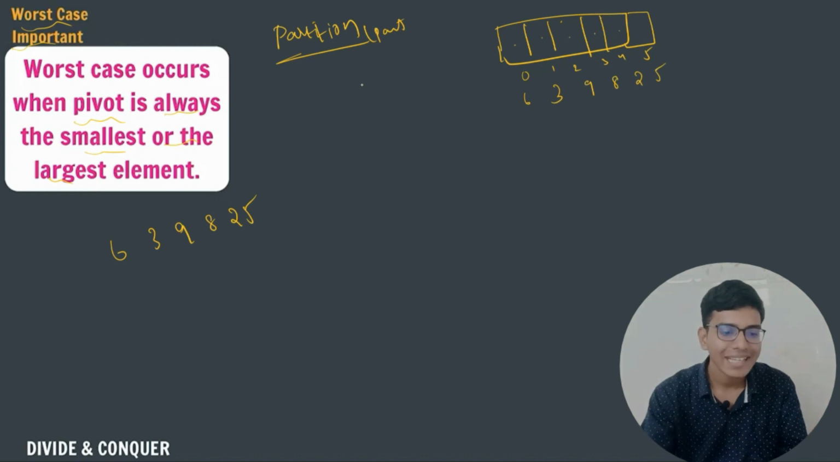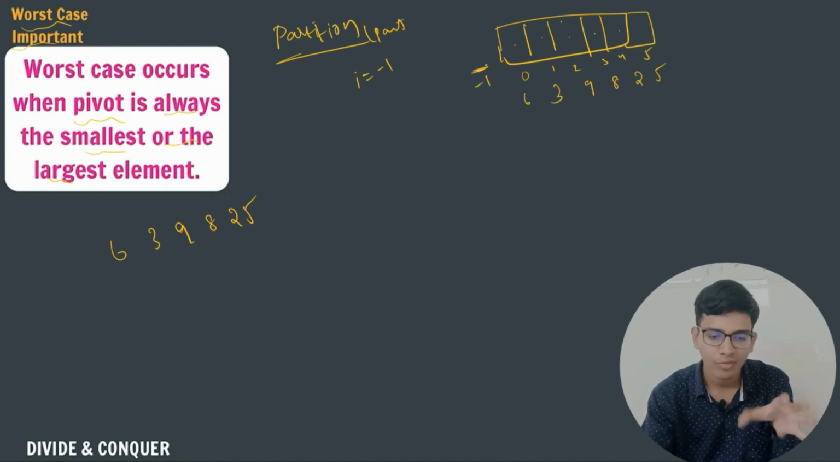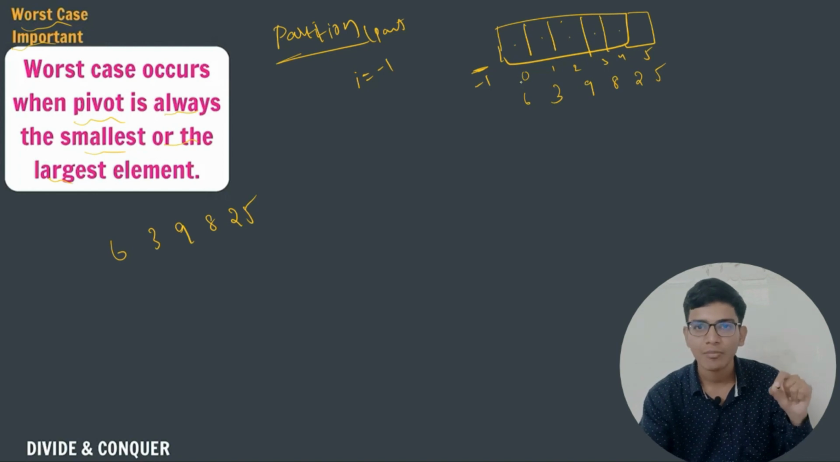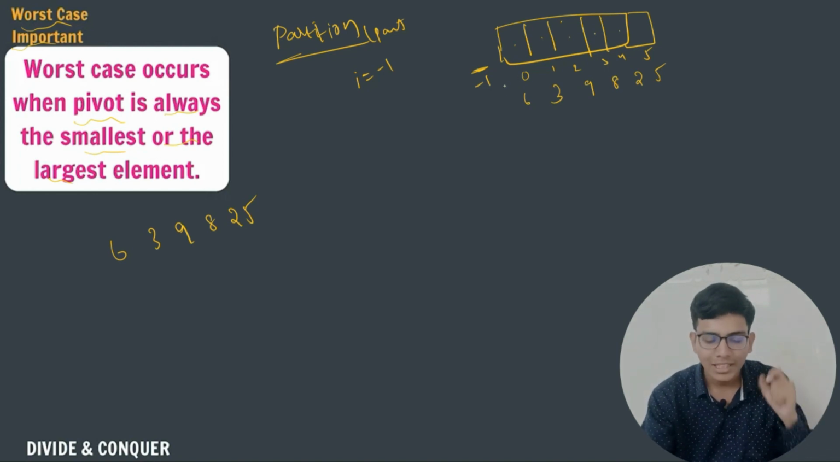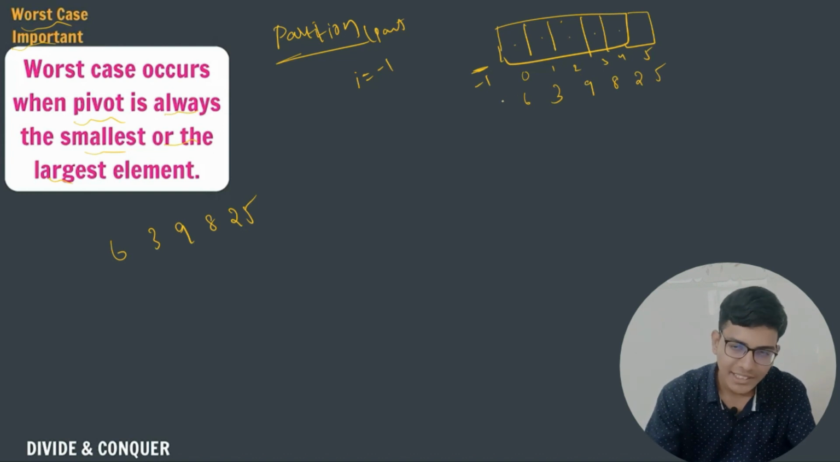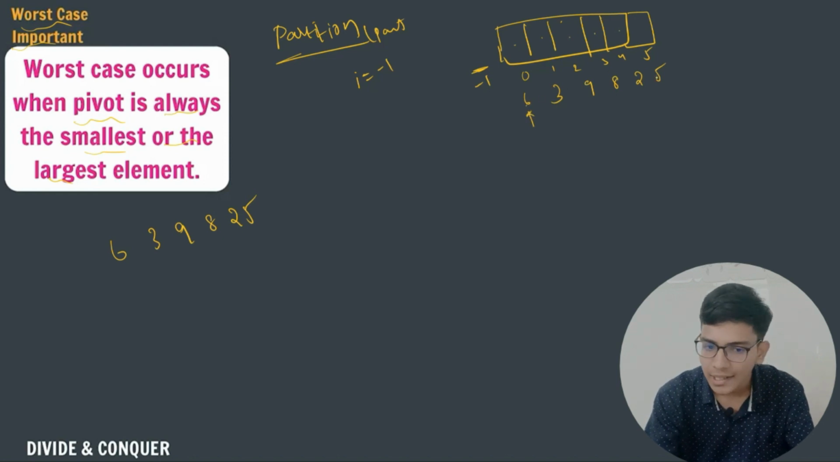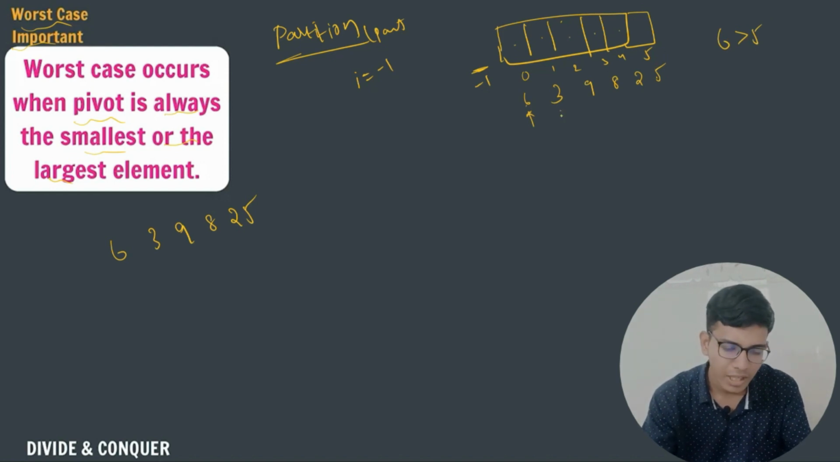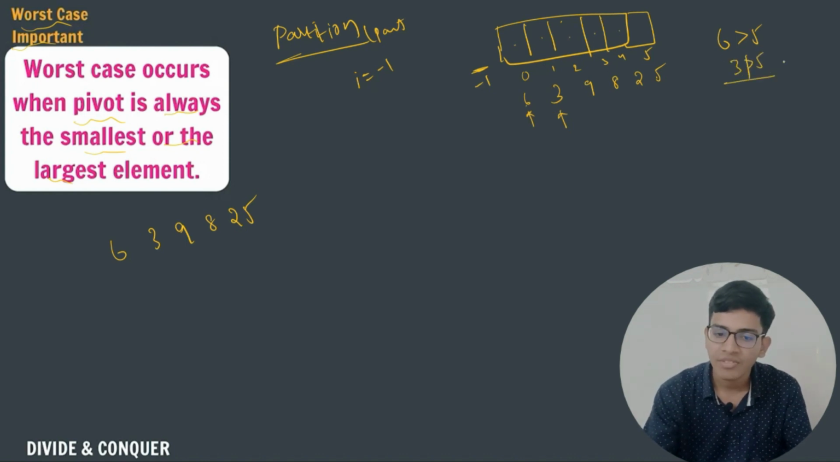I will take an iterator i equal to -1. So I will lie somewhere here, that is -1. I will increment the value of i if the pivot value is greater than the element present at that location. Initially I check 6: is 6 greater than 5? Yes, then do nothing. After that it comes here: is 3 greater than 5? This condition is false. If this condition is false, I need to increment i plus plus.